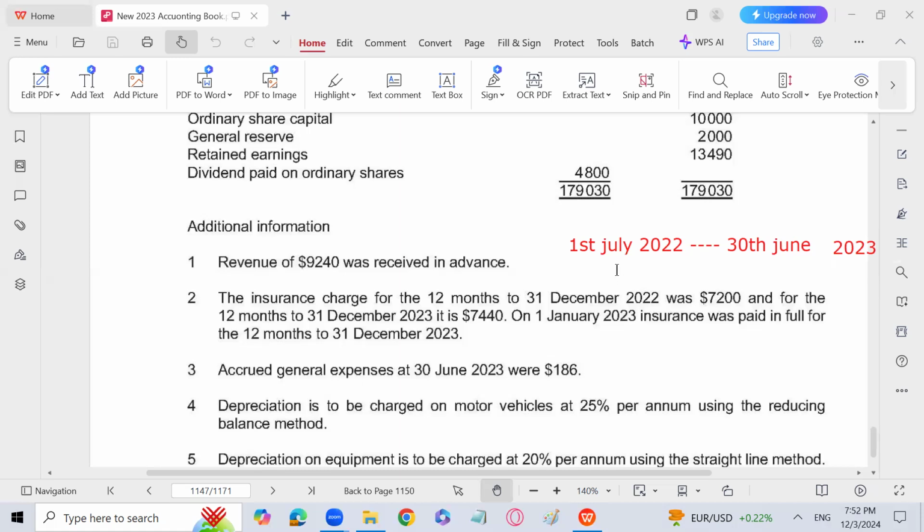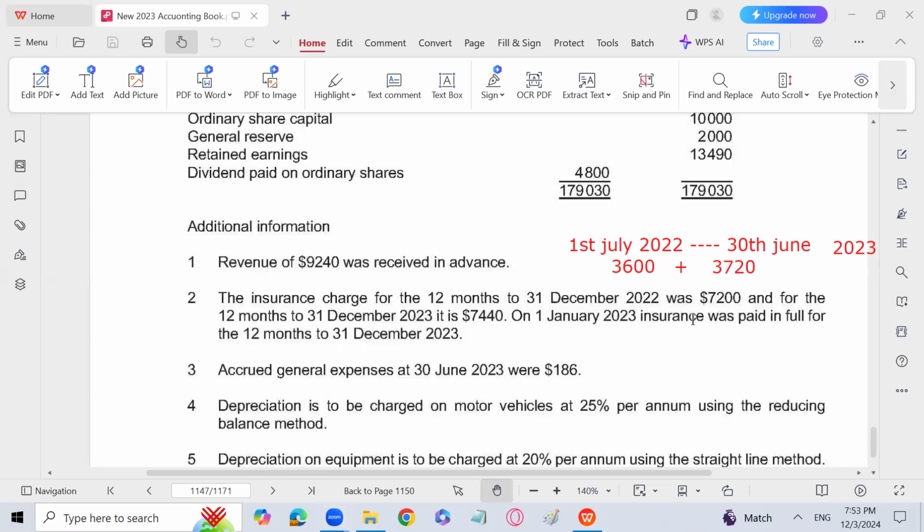So 6 months insurance will be from 1st July to 31st December. The total 12 months insurance is 7,200, and 50% of this is 3,600. And from 1st January to 30th June, the insurance for the 12 months to 31st December 2023 is 7,440. So if you calculate 50% of 7,440, 7,440 divided by 2, how much will it come? Yes, 3,720. That's right.